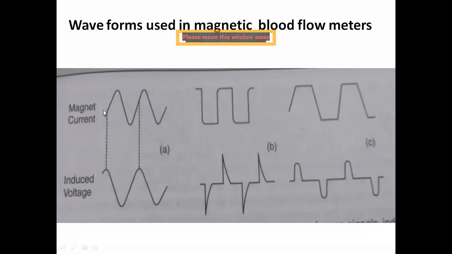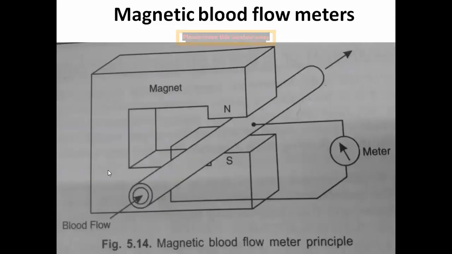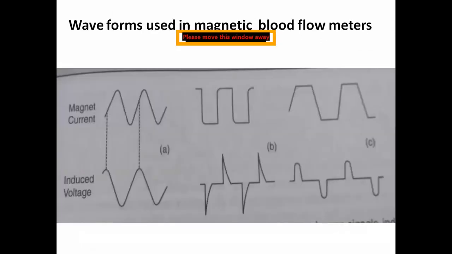By applying this current to the electromagnet, the induced EMF at the outer periphery of the blood vessel is in this form, and has a phase shift of 90 degrees. Similarly, this also has a phase shift of 90 degrees. So with this we can compare.